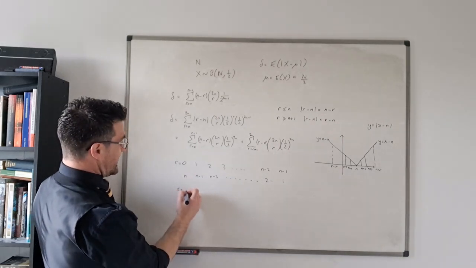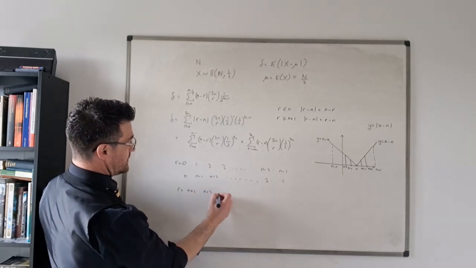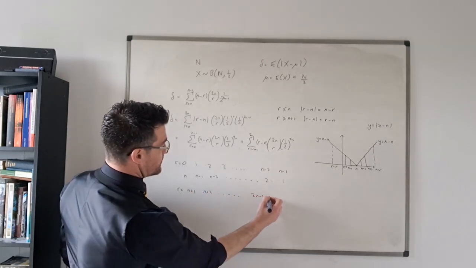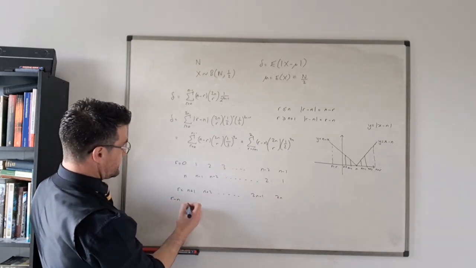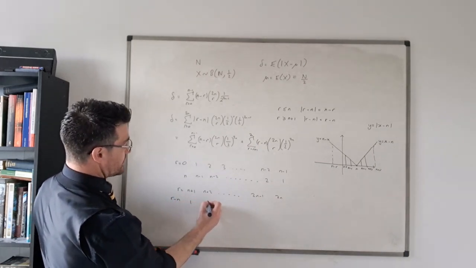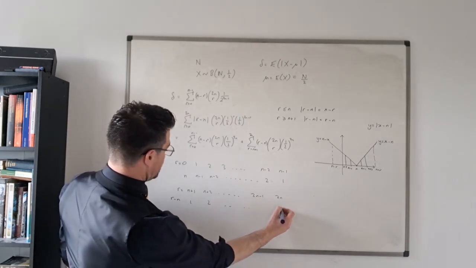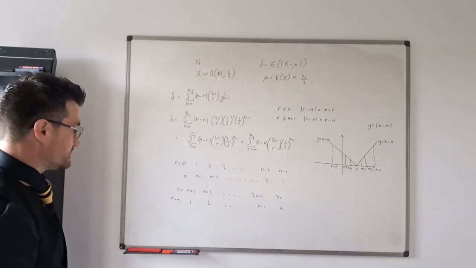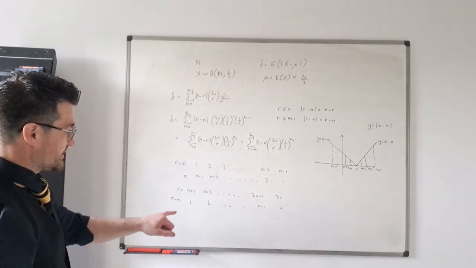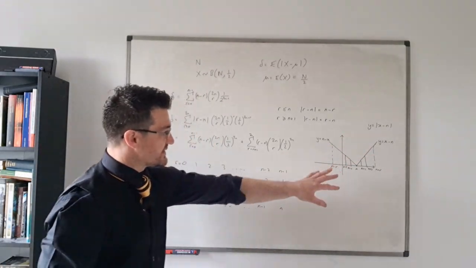But then if I consider r equals n plus 1, n plus 2, up to 2n minus 1, 2n, the value of r minus n is equal to 1, 2, up to n minus 1, and n. So this is one symmetry, and that's what I'm illustrating here with this diagram.